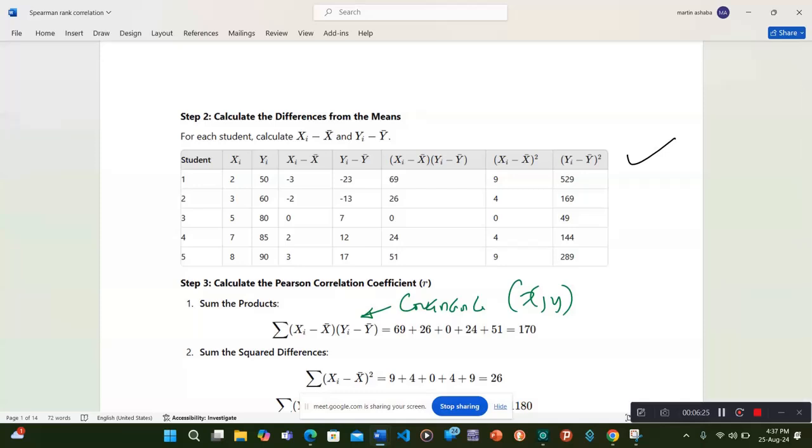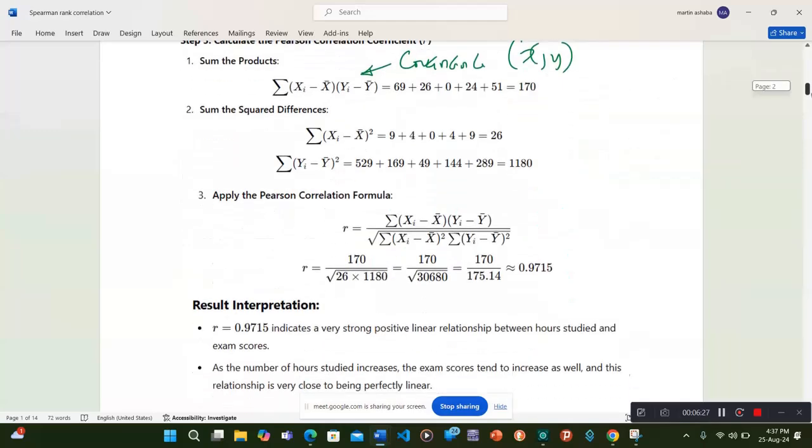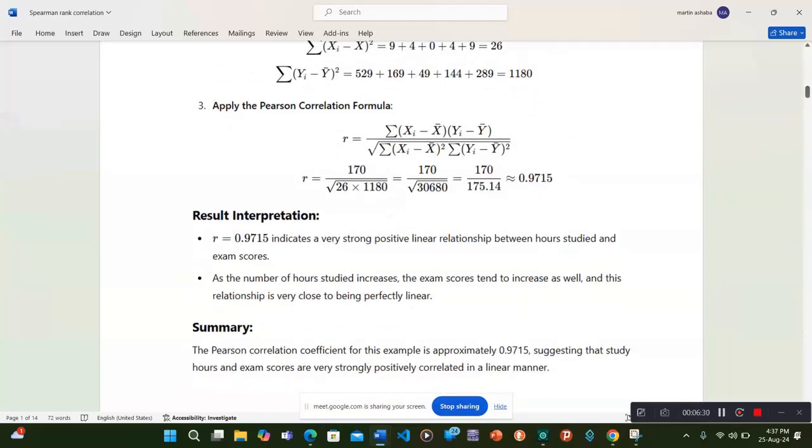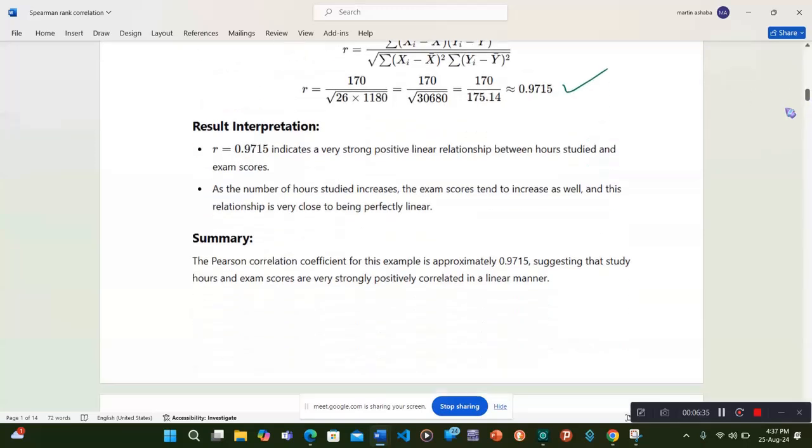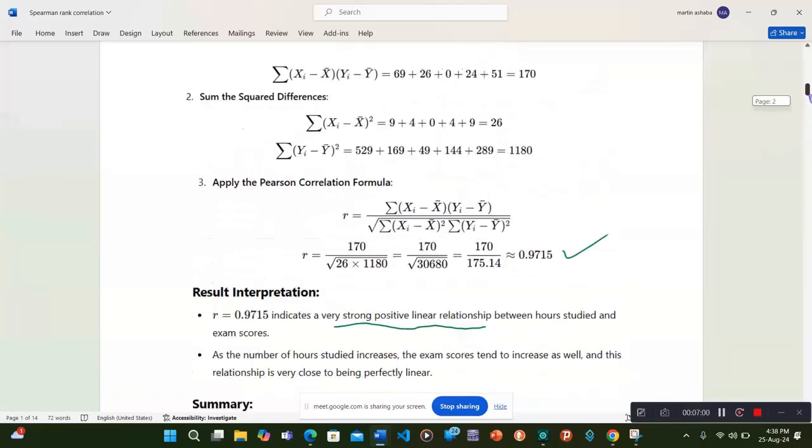Its squared value is here. So you try it and make sure that later on you substitute in this formula and get this value. So the interpretation for the result is telling you that there is a very strong positive linear relationship between hours studied and exam scores. As the number of hours studied increases, the exam scores tend to increase as well. And this relationship is very close to being perfectly linear.